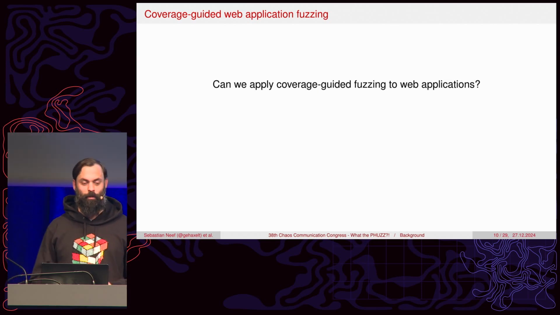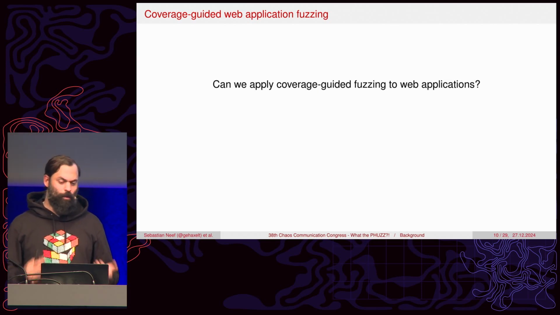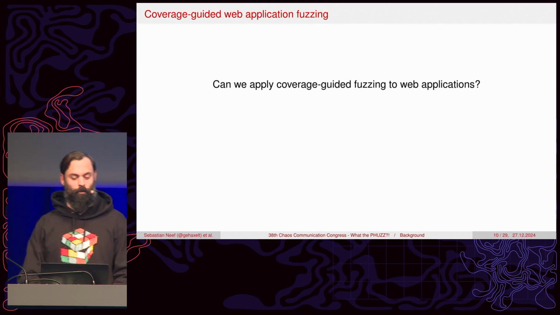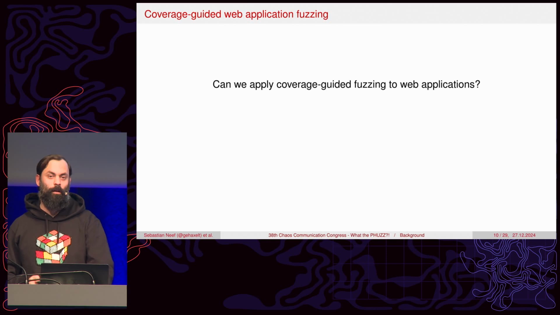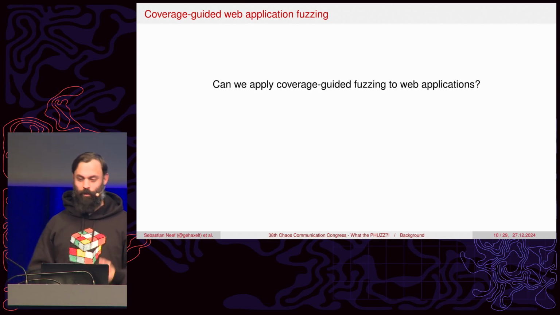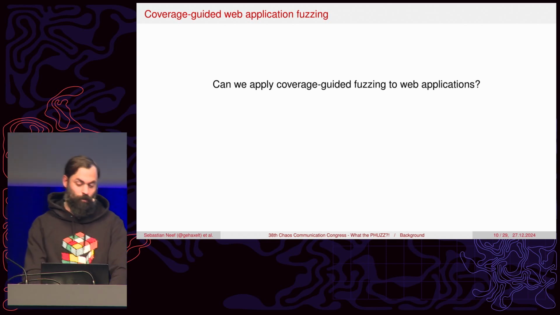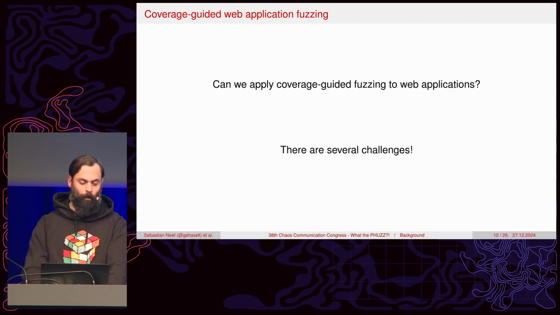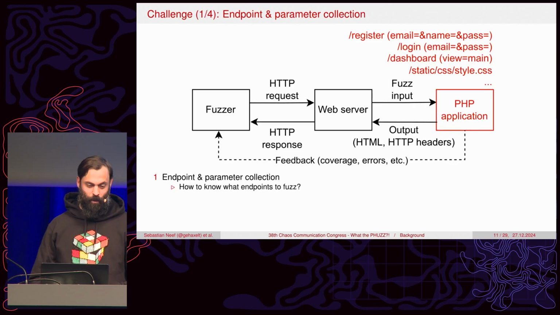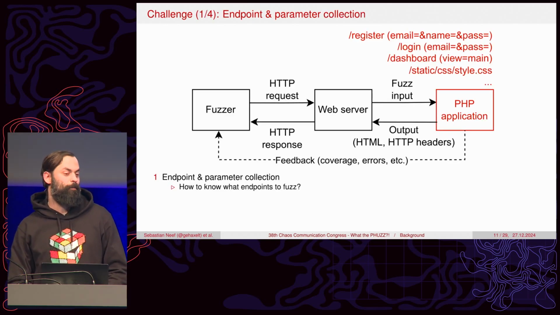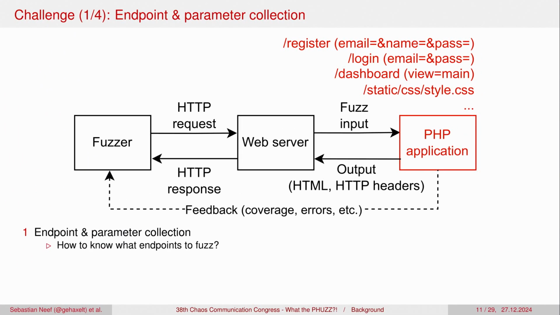So my question that I asked myself was, can we apply coverage-guided fuzzing to web applications? So can we instrument the web application and improve the fuzzing process and maybe find more bugs using that approach? But it turns out there are several challenges. What are the different challenges? There are 4 of them, so let's go through them.